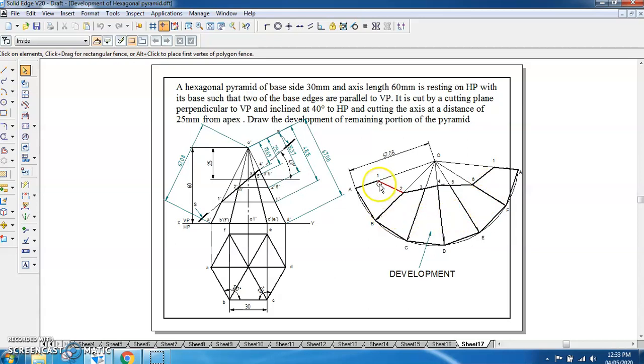It means that if you have the shape like this, and if you cut at 1, 2, 3, 4, 5, 6 and 1, and if you connect this A1 to this A1, and if you fold it at B2, C3, D4, E5 and F6, you will be getting a remaining portion of the pyramid, which will be called as development of the pyramid.